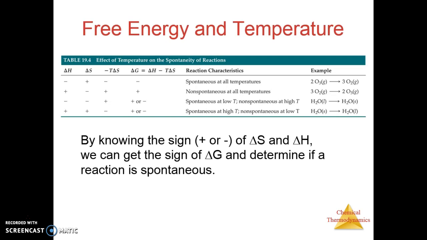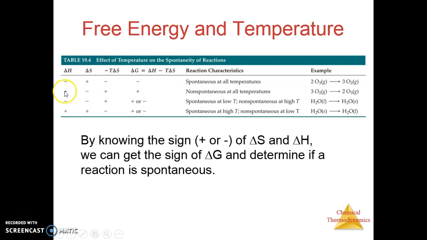So here's a really nice summary of being able to predict whether or not the reaction is going to be spontaneous. For it to be spontaneous, remember we want delta G to be negative. If delta G is negative, it's going to be spontaneous no matter what the temperature is, because delta H is negative, delta S is positive. These are the two components that imply spontaneity. You want a system to lose energy and you want it to increase in entropy. So regardless of what the value of temperature is, you wind up with a negative value for delta G.